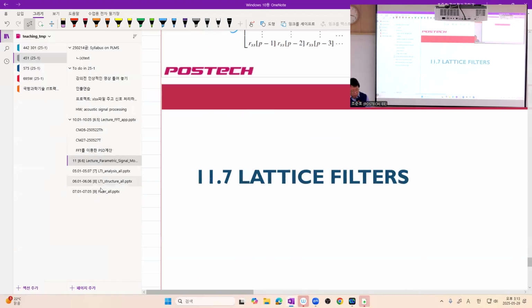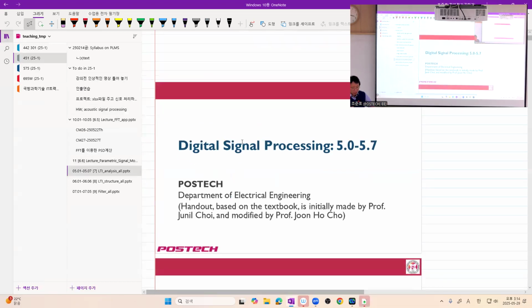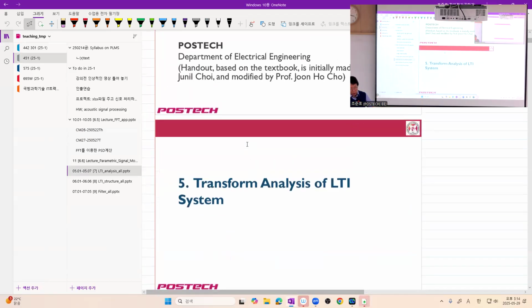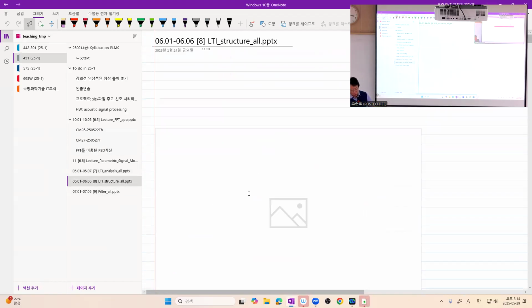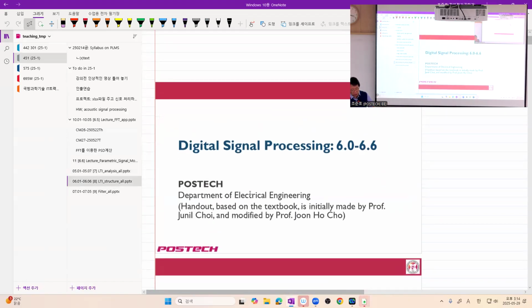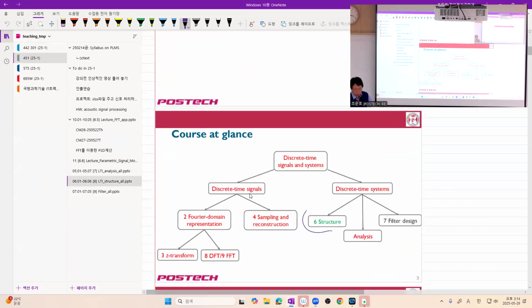So here go the last chapters. Chapter 5 is completely omitted, and that was about this part. And chapter 6 was also omitted. It's about the structure, and here goes the lattice filter structure of an LTI system and some other direct forms.